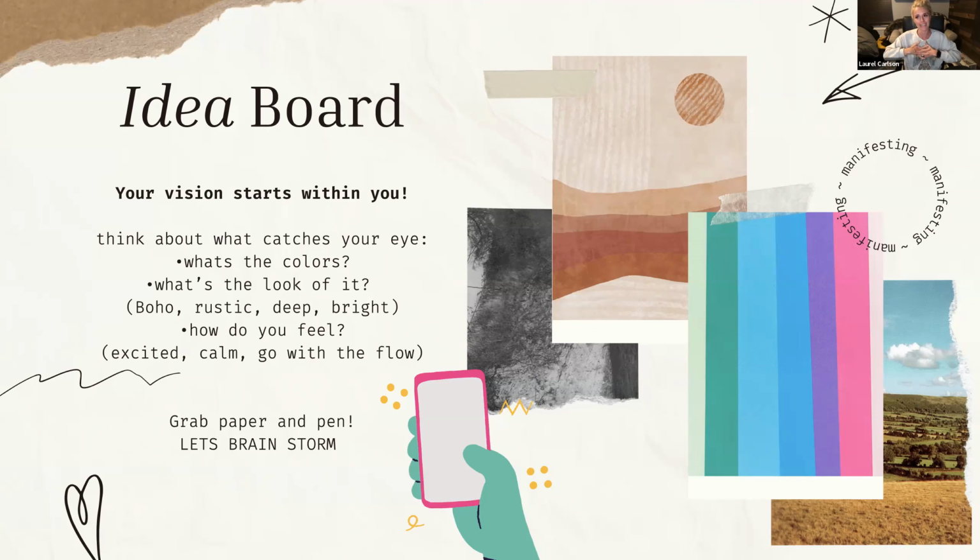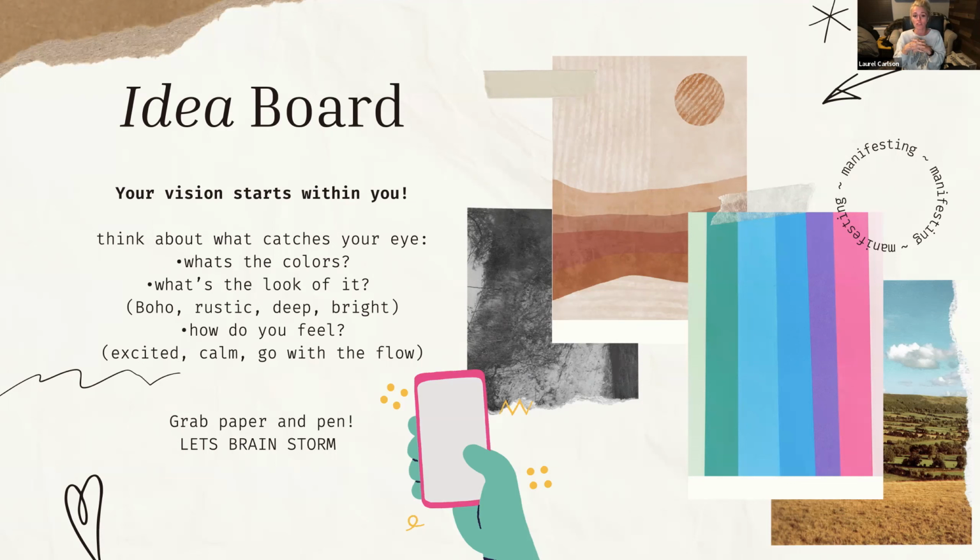Okay, so let's get into it. My favorite part. I want you to think about when you go shopping, when you decorate your house, when you buy clothes, any kind of looks. What are the colors that catch your eye the most? What are the colors you always gravitate towards? What does it look like? Is it that boho, rustic feel? Is it a deep, moody feel, I don't want to say dark? Or is it bright and colorful?